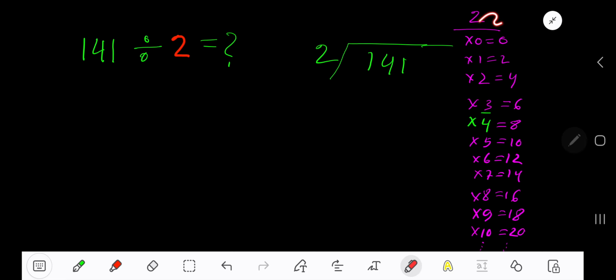To find out the multiplication table of 2, just start with the previous step. 0 plus 2 is 2, 2 plus 2 is 4, 4 plus 2 is 6, 6 plus 2 is 8, 8 plus 2 is 10. This process will continue. 2 goes into 1 how many times?